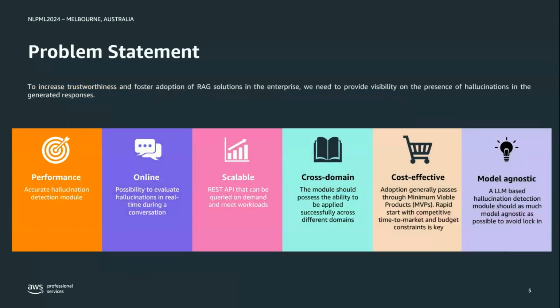So what is the problem statement? What we are trying to do is to increase trustworthiness and foster adoption of RAG solutions in the enterprise. To do so, we have to meet a series of criteria. We want to create a hallucination detection module that must be performant. So it has to work. It must be able to detect hallucinations with high accuracy.